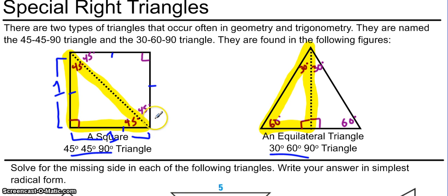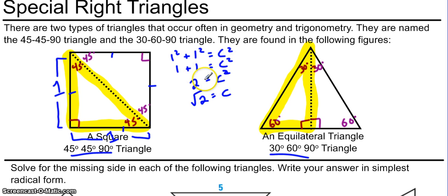Well, we could with a little bit of help from the Pythagorean theorem. So we would have 1 squared plus 1 squared equals, we'll call this length c. And after finishing the Pythagorean theorem, we find out that this diagonal actually has a length of the square root of 2. So our basic 45-45-90 triangle has side lengths 1, 1, and the square root of 2 across from the right angle. What about an equilateral triangle?